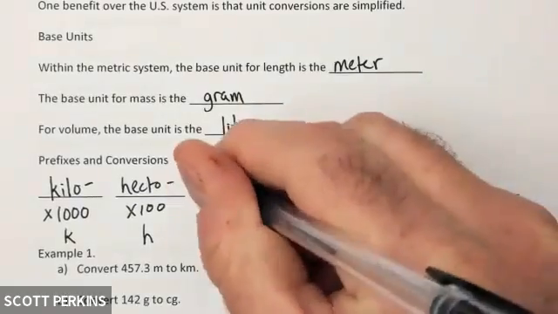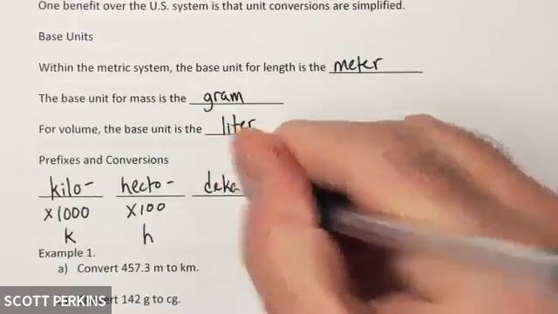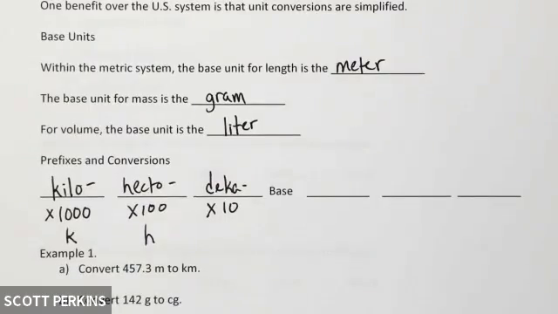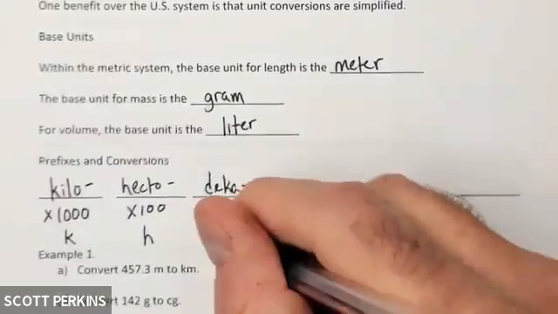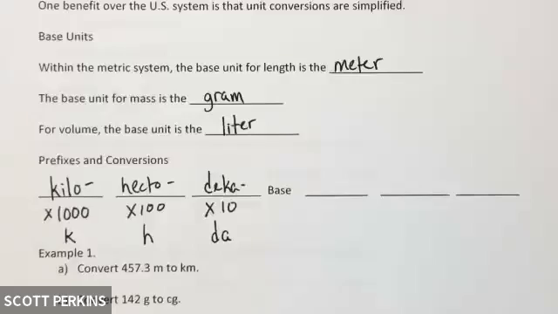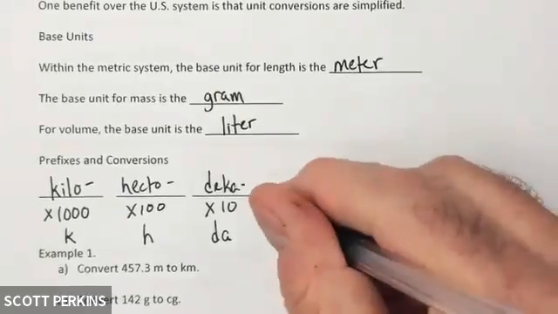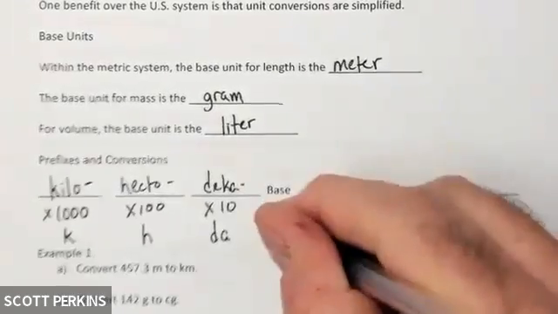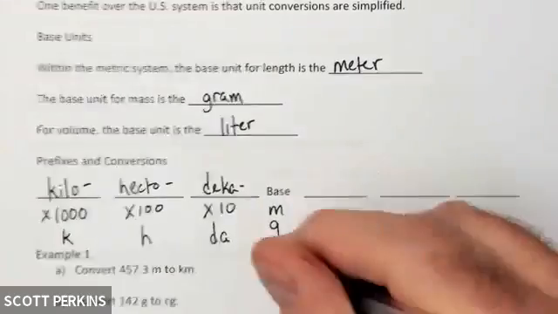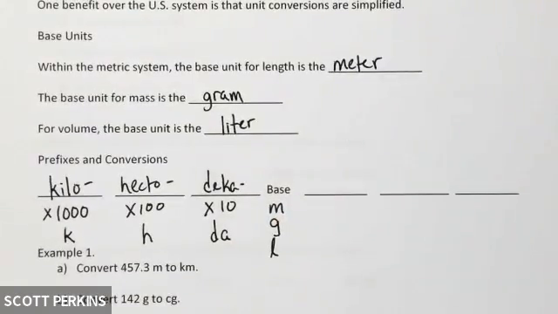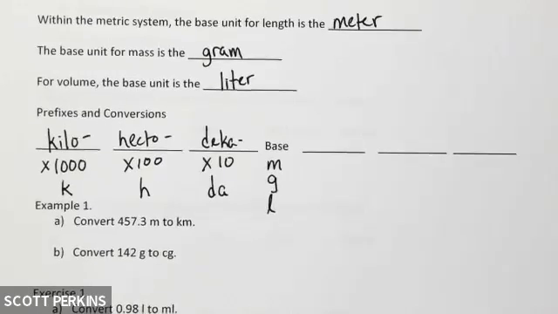The third one is deca. Deca means times 10. And the abbreviation for deca is D and an A. And there's a reason that it's not just D, and you'll see that in just a minute. The bases, if you're talking about meters, the abbreviation is an M. If you're talking about grams, the abbreviation is a G. If you're talking about liters, the abbreviation is an L.